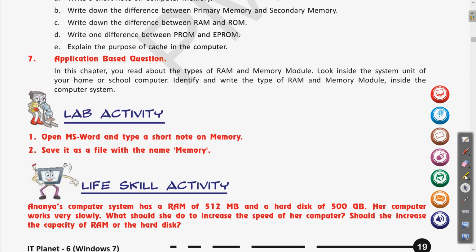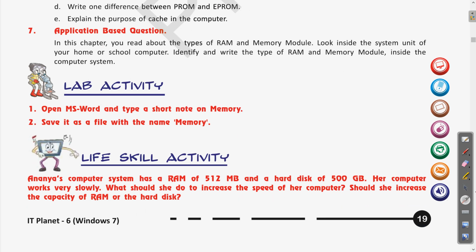Now let us do the life skill activity as well. The question is that Ananya's computer system has a RAM of 512 MB. Here you can see some numbers are given: the RAM is of how much size? It is 512 MB, and a hard disk of 500 GB. Clear? Then her computer works very slowly. It may happen that her computer is working slowly. So what should she do to increase the speed of her computer?